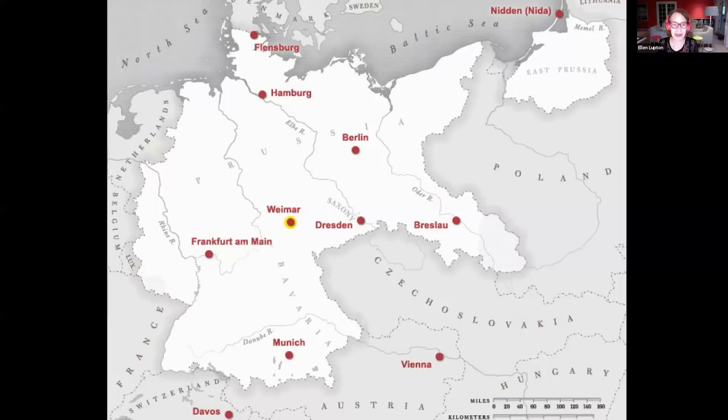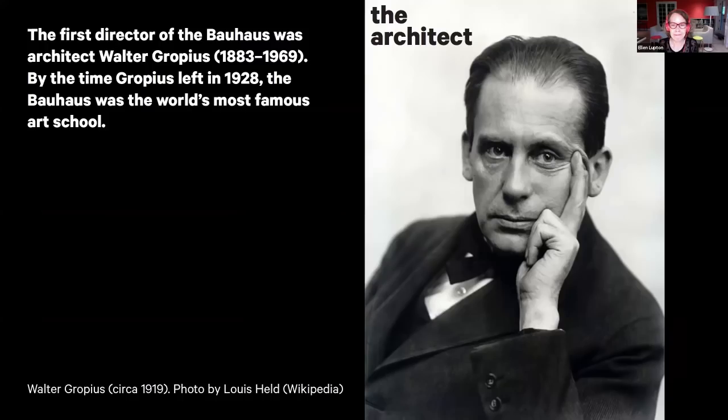And there's Weimar, there's Germany. And the founder of the Bauhaus was an architect. So we have to know this guy. This guy is Walter Gropius. Very stern, very serious dude. And he established this school. And by the time he left, the Bauhaus was the most famous art school in the world. This annoyed a lot of other people because there were plenty of other art schools in Europe at that time. But the Bauhaus was the famous one.